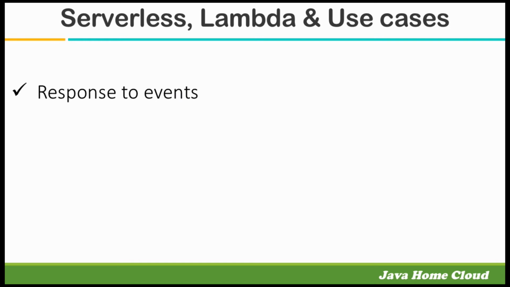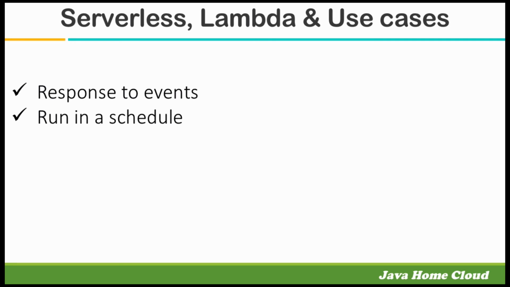For example, I want to process a file when an object is uploaded to S3 and I want to store that information into DynamoDB. In this case, the event is object created in S3. For that event, we can trigger Lambda, which has a piece of code which takes that file, does some processing and stores that information into DynamoDB.